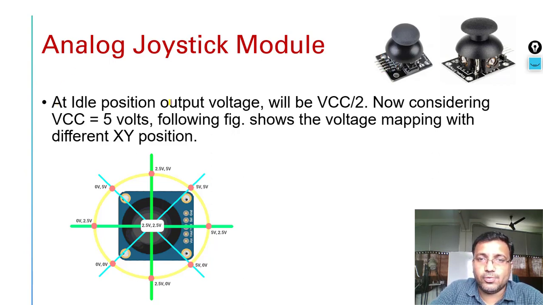At the idle position the output voltages will be VCC by 2, where VCC is 5 volt. The figure shows the voltage mapping of the X and Y position. Whenever the joystick is at the center position, we get 2.5 volt as the output on X and Y. Whenever it tilts towards this side, you will get 5 volt and 5 volt. Towards this side, it is 2.5 and 2.5. On this side, 2.5 and 5 volt, 2.5 and 0 volt, 5 volt and 0 volt, 0 volt and 0 volt, 0 volt and 2.5 volt, and 0 volt and 5 volt.